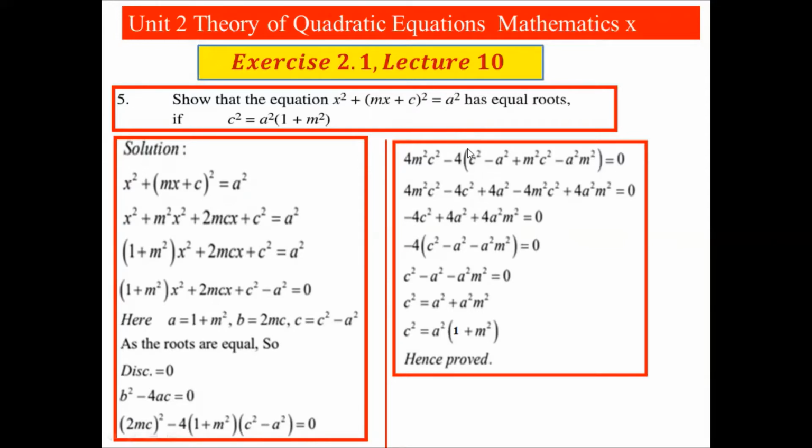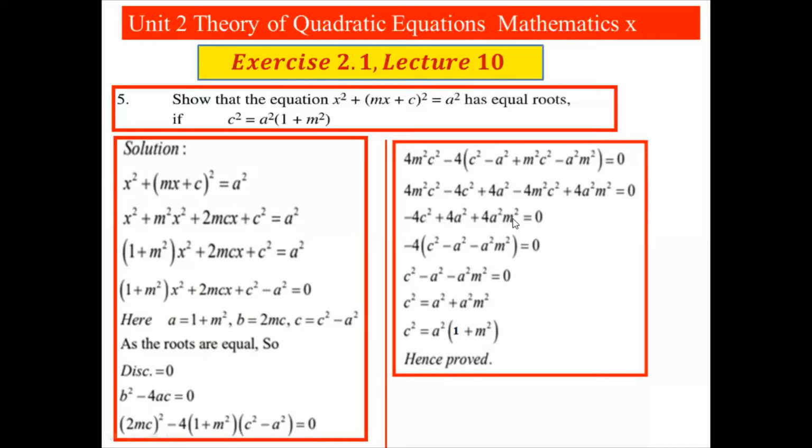Now we have to multiply this minus 4 to the entire values within the brackets. So here is 4m square c square minus 4c square plus 4a square minus 4m square c square plus 4a square m square is equal to 0. Now you can see that the sign of each term is changed. Why? Because we have minus 4 here. Now we can cancel 4m square c square with minus 4m square c square. So we are left with minus 4c square plus 4a square plus 4a square m square is equal to 0.